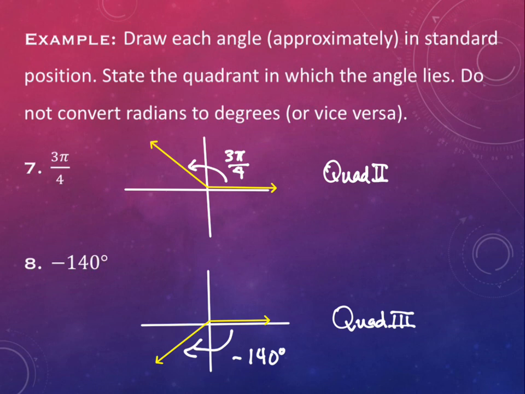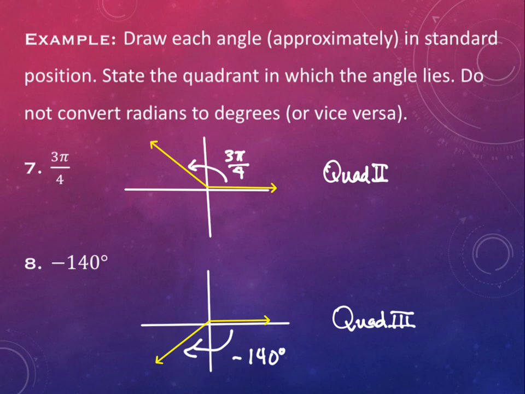Now, if I can go both positive and negative and end up in different quadrants, then there's got to be a way to describe what happens when I end up in the same place. For example, on this one, if I go down -140 degrees, that's the same thing as going positive something, right? There's a way to get there the other direction, too.